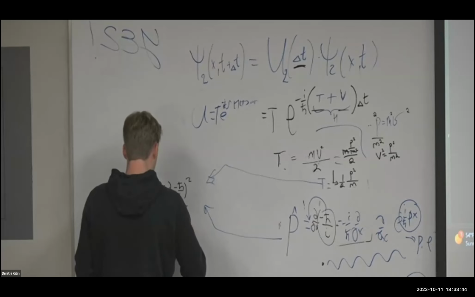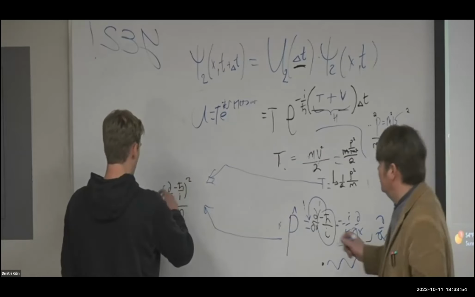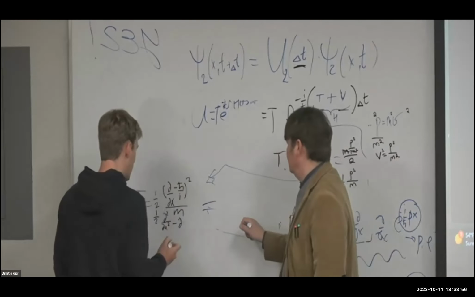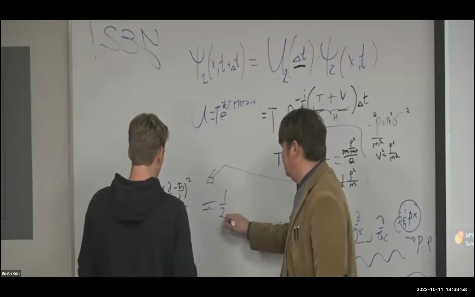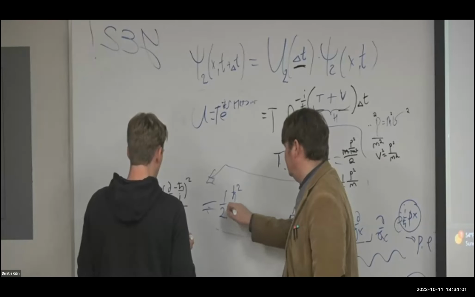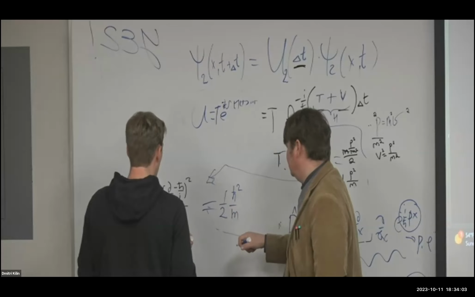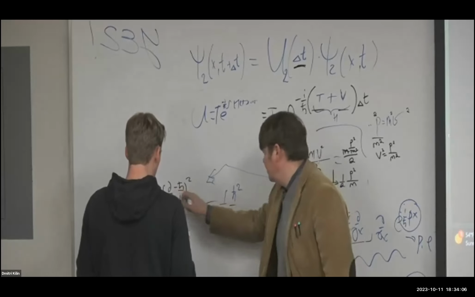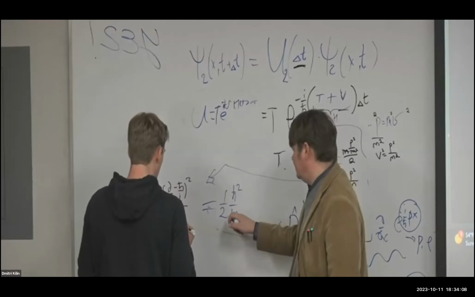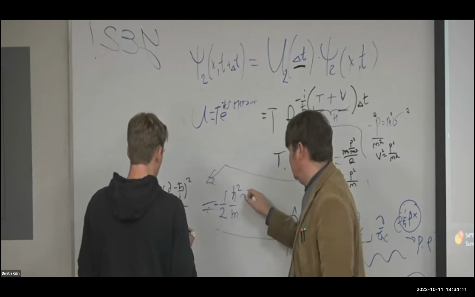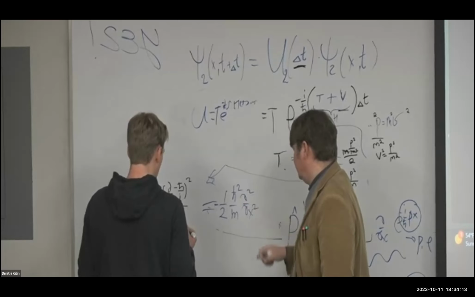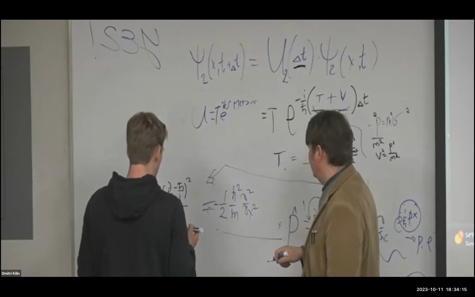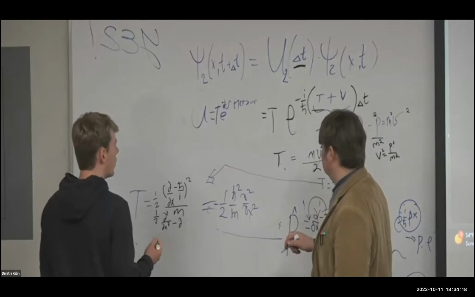i times i is minus 1, times minus 1 is plus, and h bar squared is what it is. So when I open this, 1/2 is retained, h bar squared is retained, mass is retained, and then minus times minus is plus, but i times i gives minus. Right? Okay.